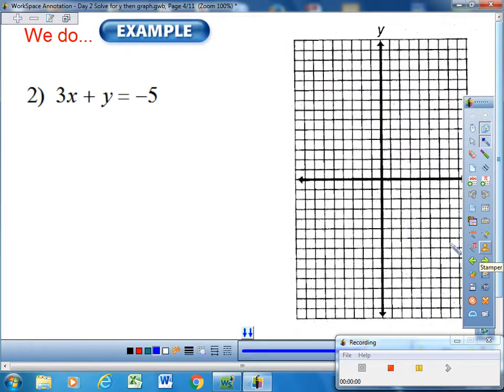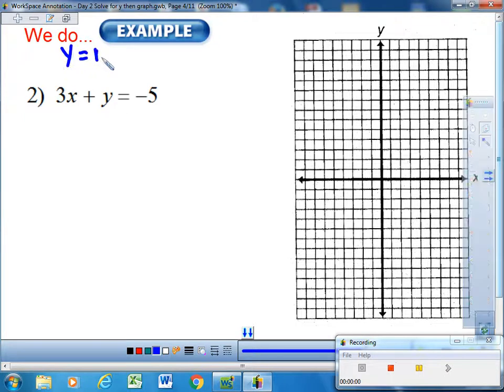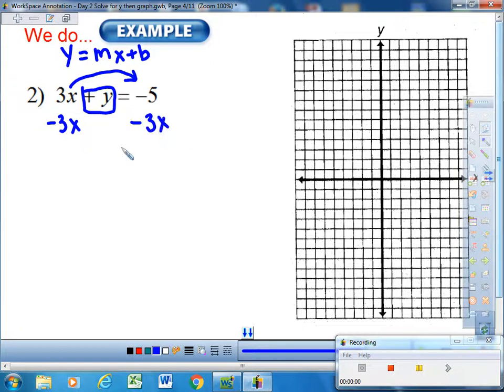Now we can do one together. So go ahead and write down this equation. And then look, is this in y equals mx plus b form? No. So what do we need to do to get the y by itself? We need to move the 3x to the other side of the equal sign. So this is a positive 3x, you're going to put a negative 3x so that cancels out. Put a negative 3x on both sides. Bring your y down. This goes away.